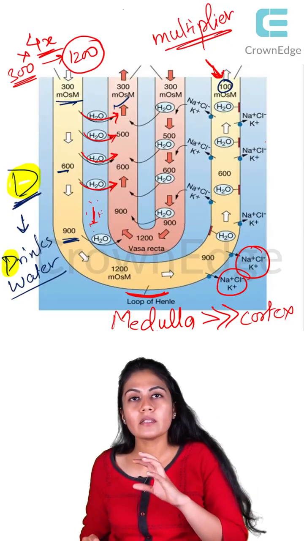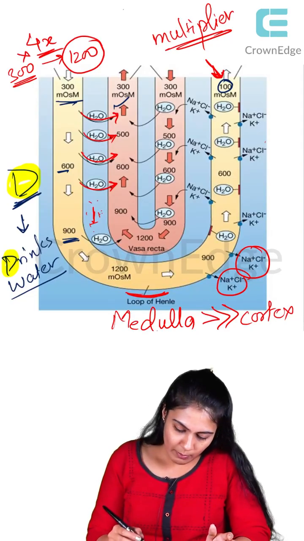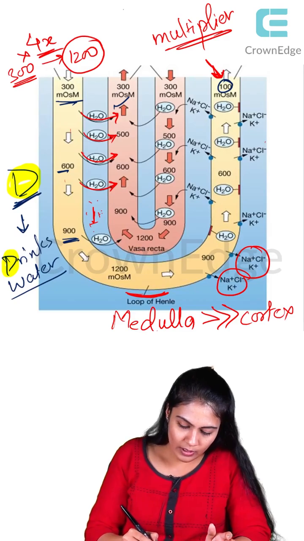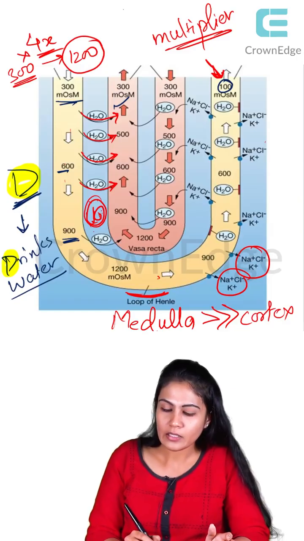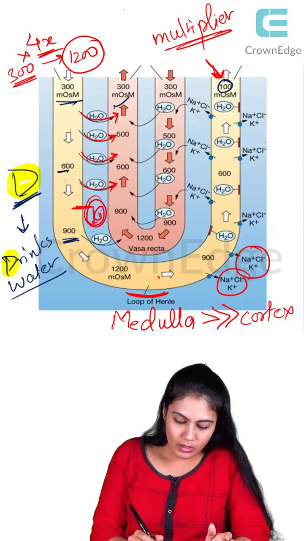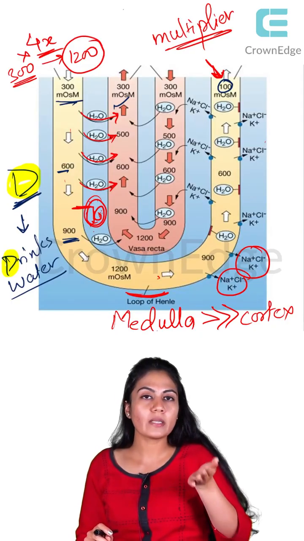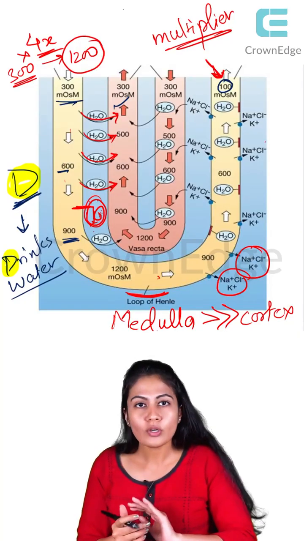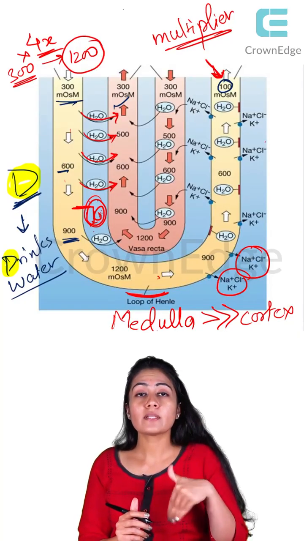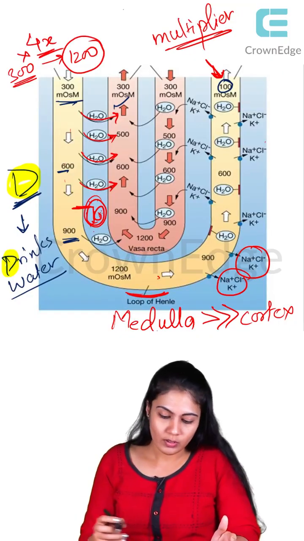How is it helping in water reabsorption? Remember, because the high osmolarity is there, as soon as water comes over here, the interstitial osmolarity is higher, and it wants to maintain the osmolarity between the tubule and interstitium, so it will absorb more and more water. So it helps in the absorption of water, right?